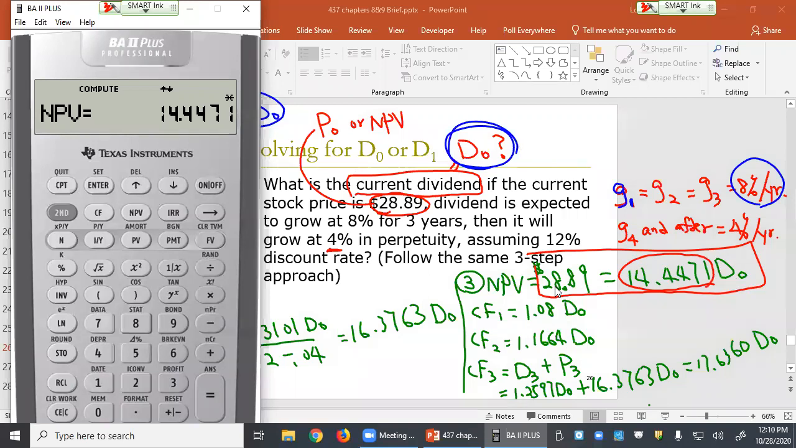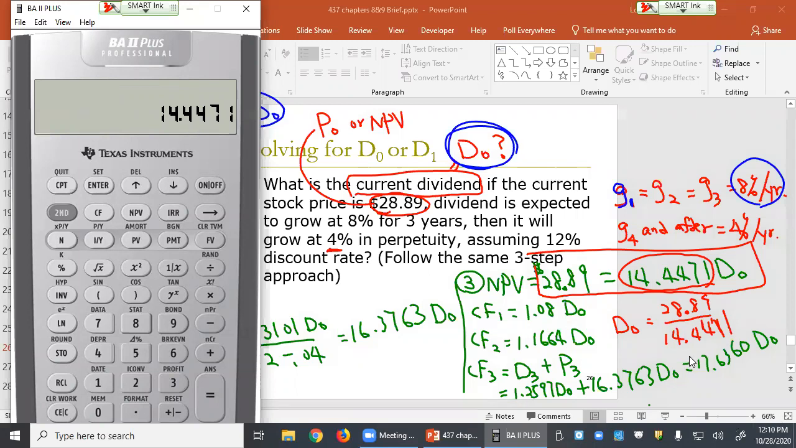Okay, so that means our D0 equals $28.89, the P0, divided by the 14.4471. I think the monitor at the corner here is broken, so it doesn't sense well at all. Now, to avoid rounding error, I will keep this number in my calculation. So I will press the cancel key one time here at the lower left-hand corner to keep this number, but just to get rid of the NPV.